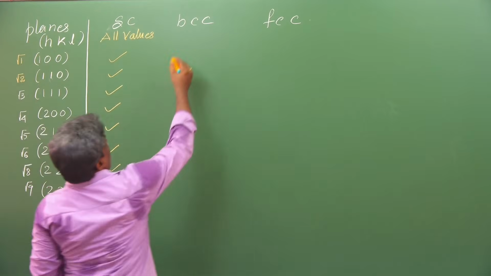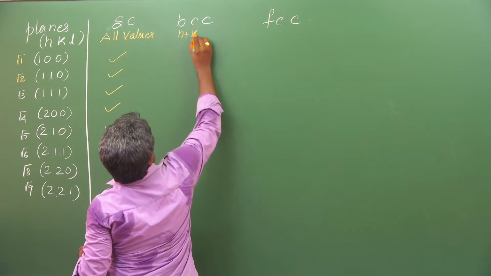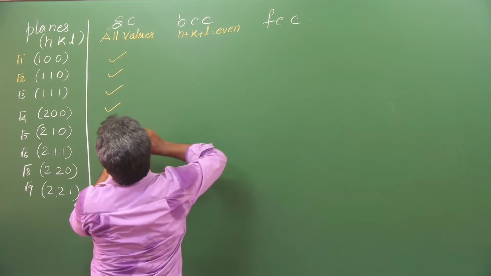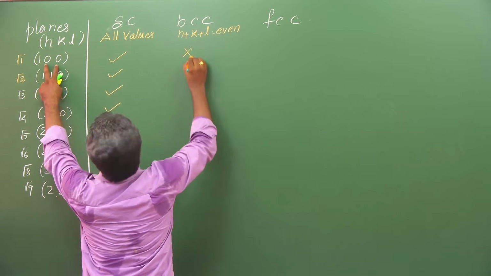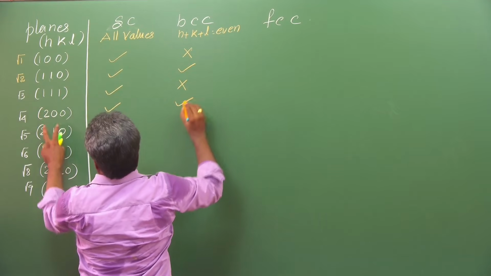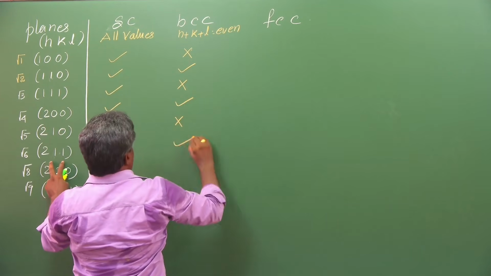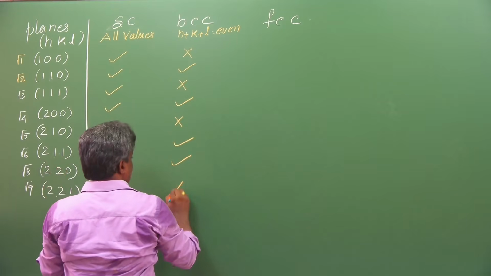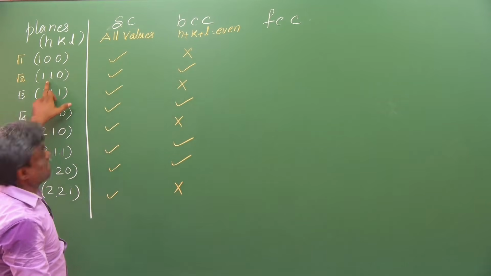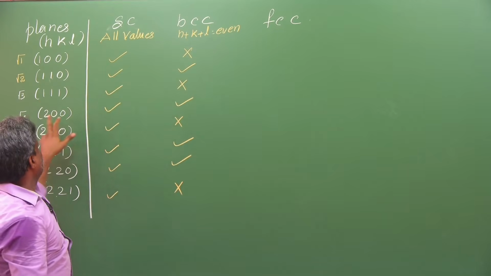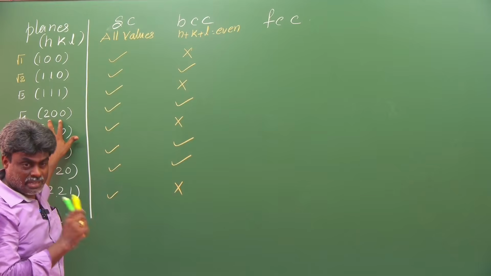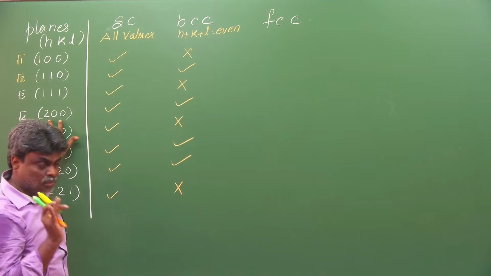For BCC, h plus k plus l must be even. Just add and check whether it is even or odd. Is it even? Next, next. For BCC, what is the first Bragg reflected plane? What is the second Bragg reflected plane? You must remember this. They won't mention it, you have to remember.